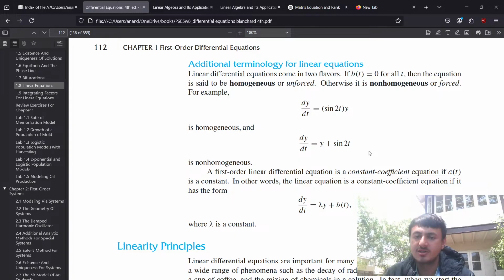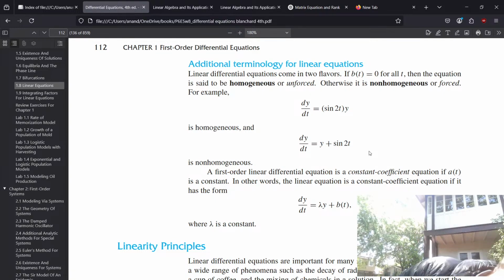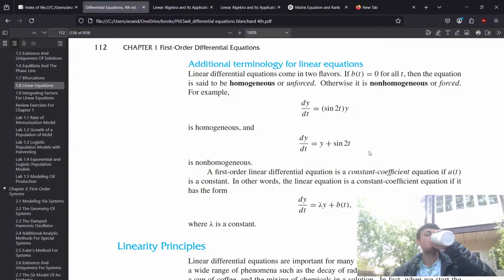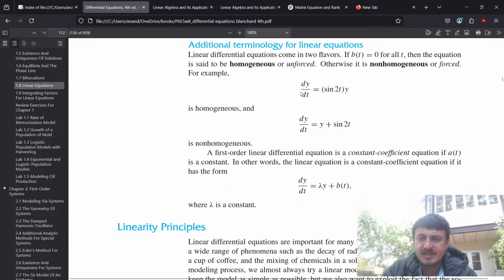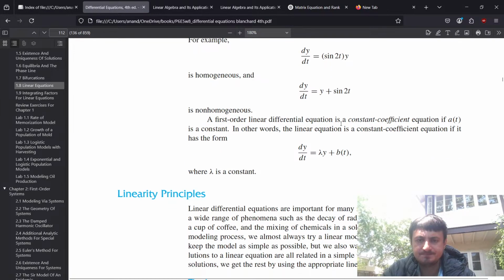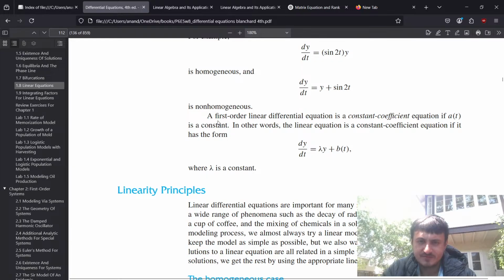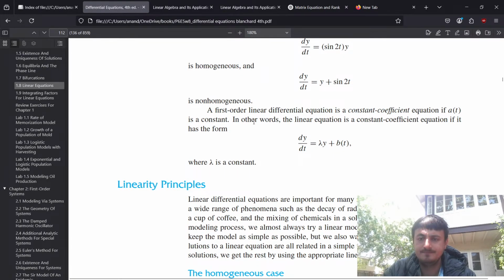This is very similar to linear algebra, in the Ax equals b. If b is 0, then it's a homogeneous equation. Otherwise it's non-homogeneous. Here's an example of a homogeneous one, and an example of a non-homogeneous one. A first-order linear differential equation is a constant coefficient equation if a of t is a constant.